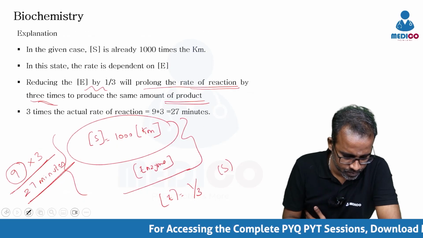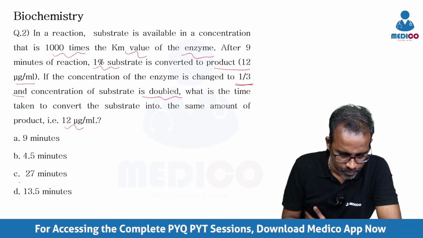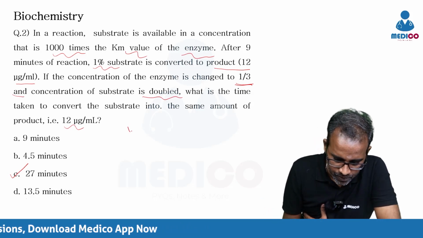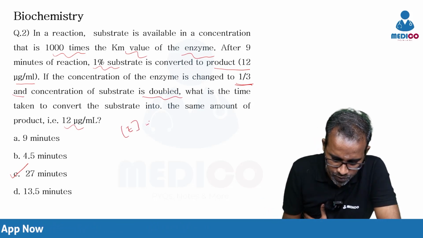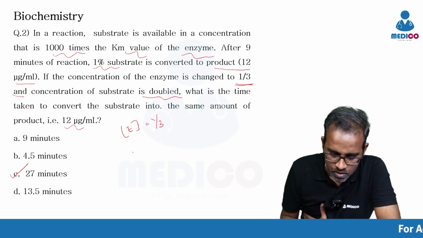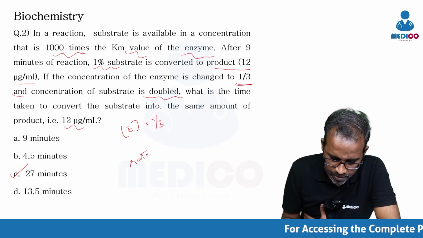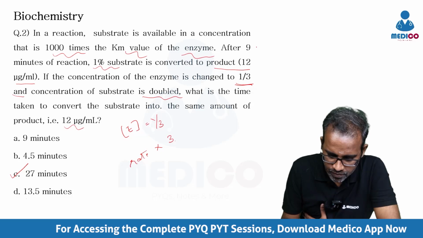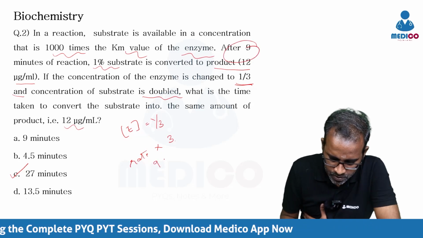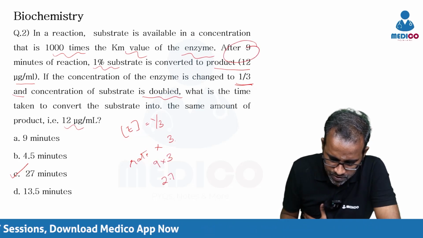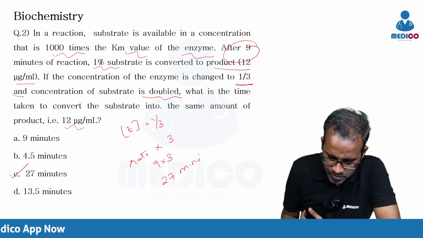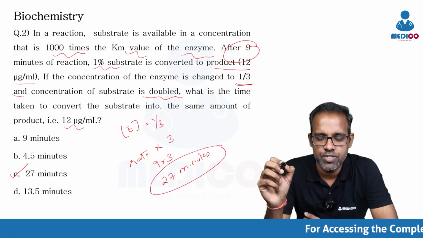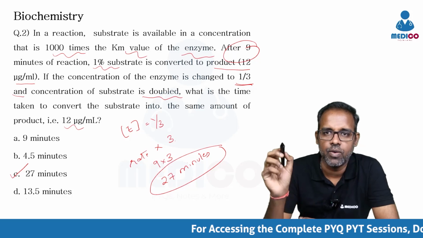So the answer is C, 27 minutes. That is, the enzyme concentration is reduced by 1/3, so the time of the reaction increases by 3. The original time of the reaction is 9 minutes, so 9 into 3, which is nothing but 27 minutes. So under these conditions, the same enzyme will require 27 minutes to produce the same amount of product, that is 12 microgram per ml.